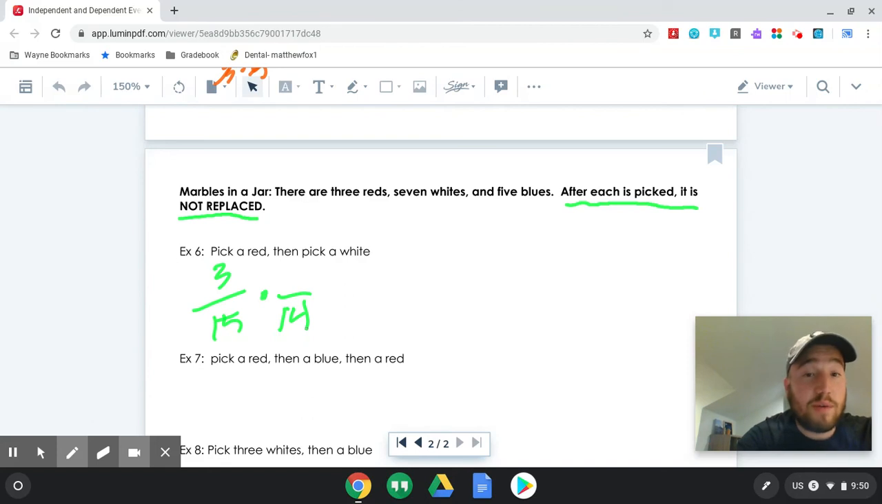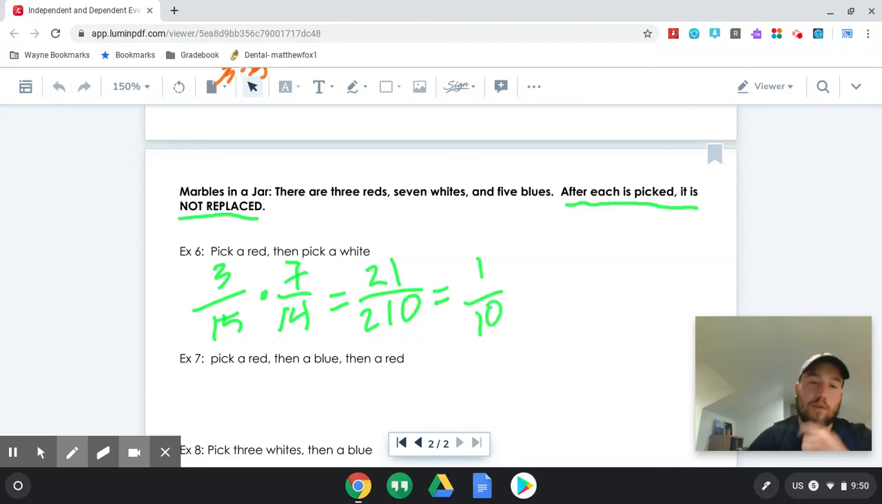There's still 7 of them that are white, so it'll be 7 over 14. Then we go ahead and multiply. So 3 times 7 is going to be 21. 15 times 14 is going to give us 210. Now, hopefully you see 21 over 210. 21 times 10 is 210, so that'll be 1 over 10 is what we'll get when we reduce that.